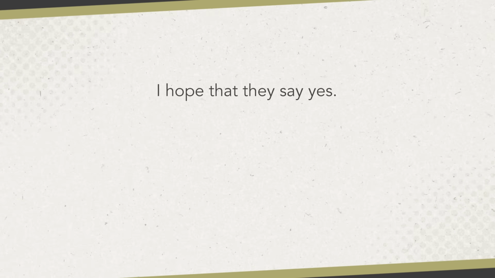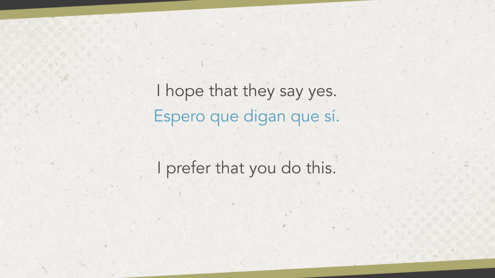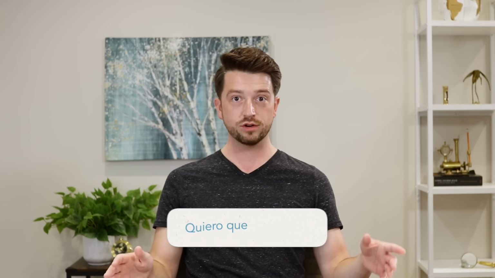Here's some examples. I hope that they say yes. Espero que digan que sí. I prefer that you do this. Prefiero que hagas esto. So this is one of the most common structures in Spanish, and you can start building on it just based on quiero que estés aquí.